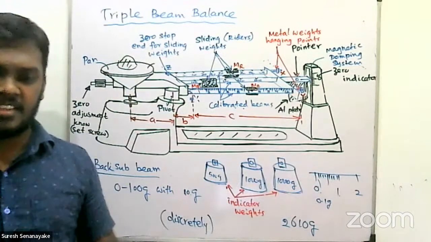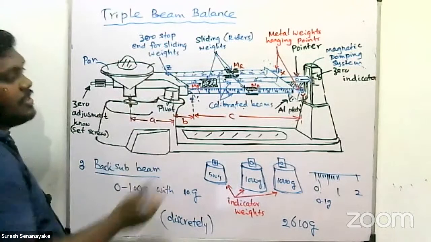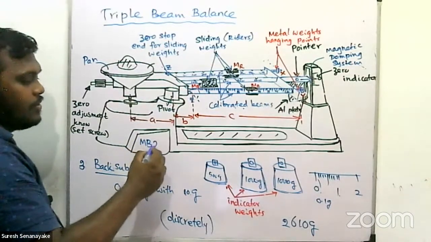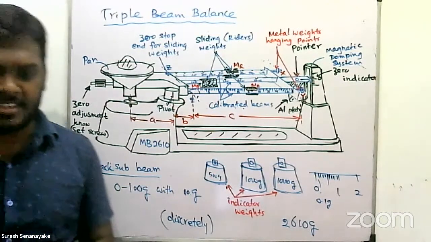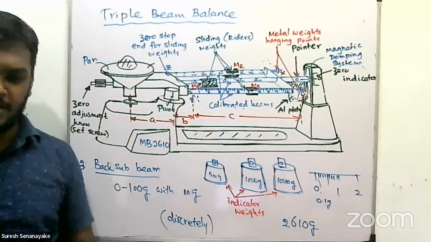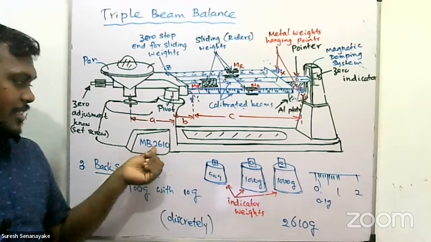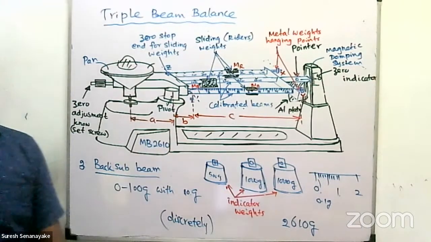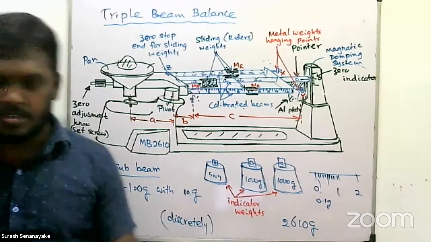Right? So it is easy to understand this. Normally in these triple beam balances, they indicate this as a model name, MB2610. It means that the maximum mass you can obtain is 2610 grams. Clear? Is it clear?